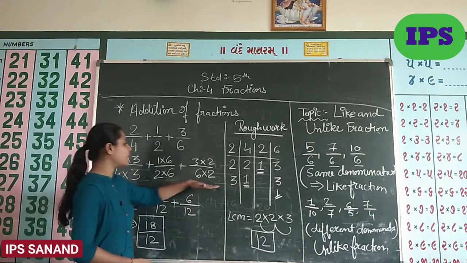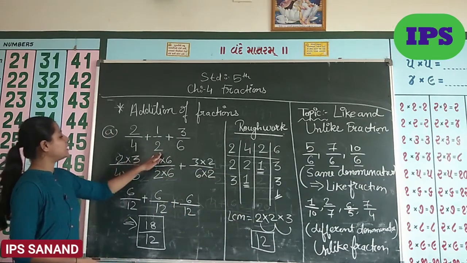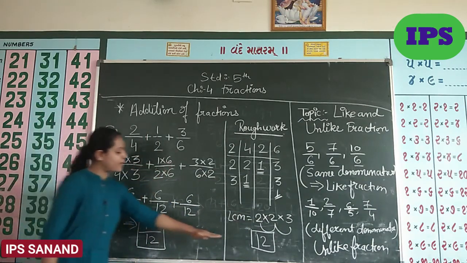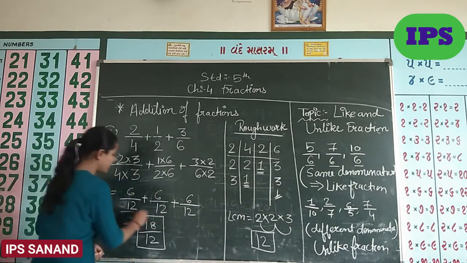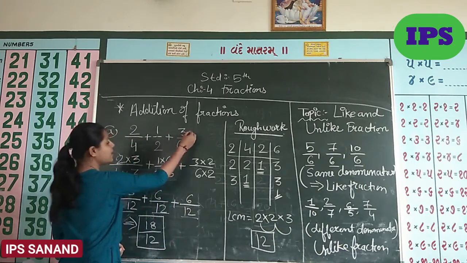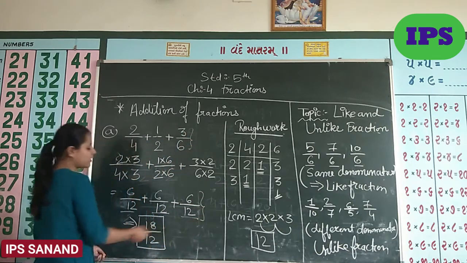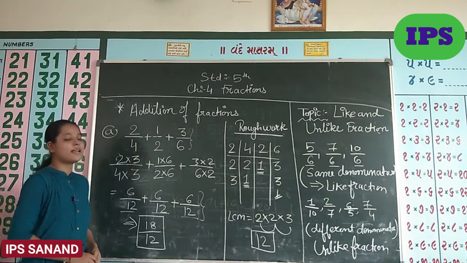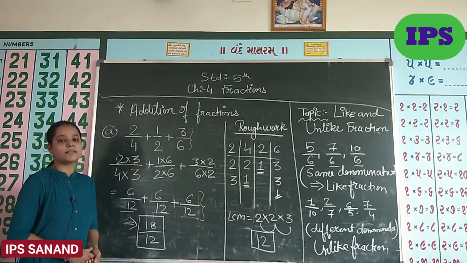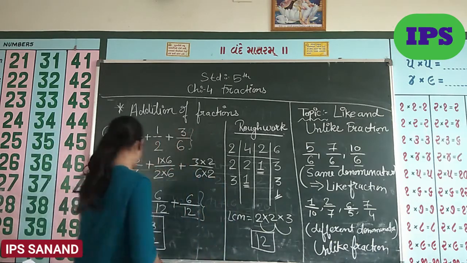सबसे पहले स्टेप नंबर 1, हमें LCM निकालना होगा और उसके बाद हमें इन सब के डिनोमिनेटर्स को जो हमारा LCM आया है उसके बराबर इक्वल करना होगा. और जब हमारे सारे डिनोमिनेटर्स सेम आ जाएंगे, यानी कि अनलाइक से लाइक फ्रैक्शंस हो जाएंगे, तब हमें उन्हें डायरेक्ट ऐड कर देना है. Okay, this is the first example I have taken. I will take two more examples from this and then we will go to the subtraction part of the fraction chapter.